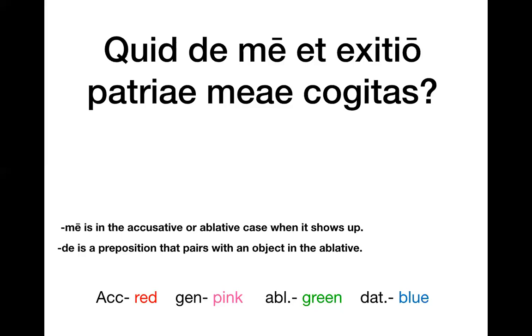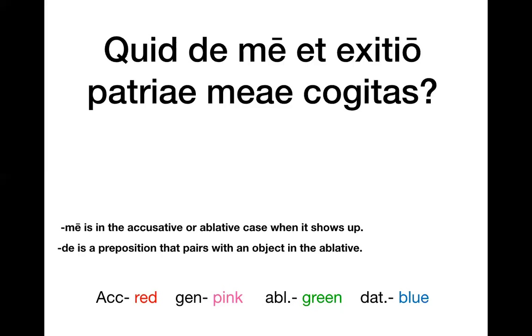So that's why questions are weird. I've mentioned this before, but you have to add a do or a does for questions. I think that's going to come up here. Do or does. So like, what do you think? And then we can handle the middle part, de me et exitio patriae meae. So a couple of things. De is a preposition that pairs with an object in the ablative, an ablative object of a preposition, if that makes sense. So anytime you see de or in or sine, prepositions, look for an ablative. I wonder if we have ablatives here.